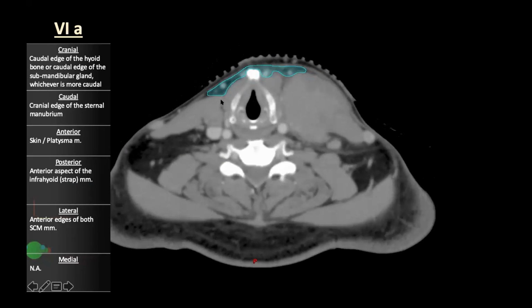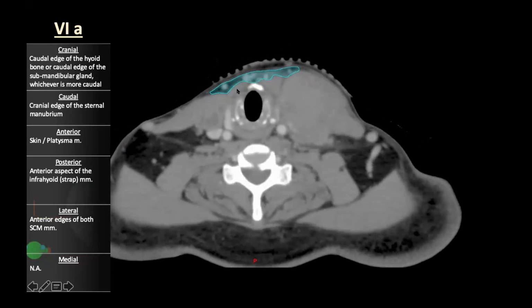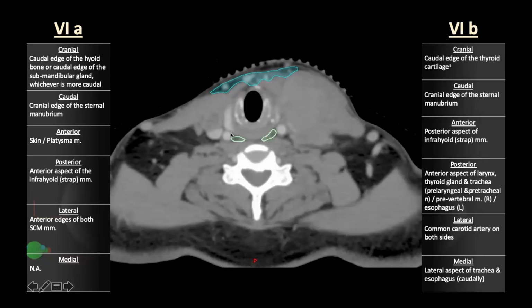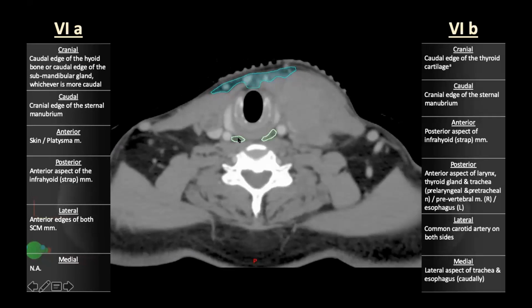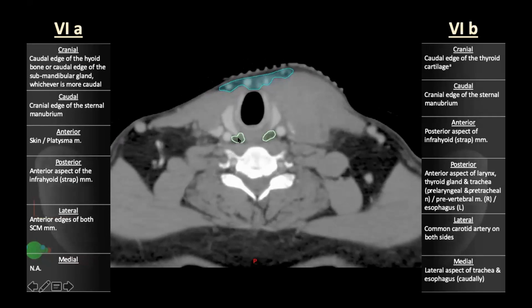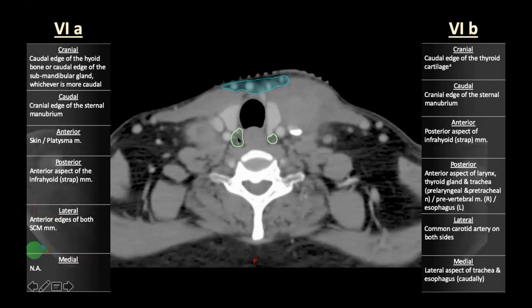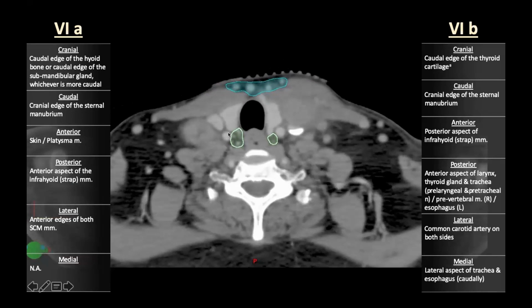Your level 6B only starts when you stop seeing the thyroid cartilage. So here your level 6B starts. It's nothing but medial to the carotid artery. So again, this entire space, posteriorly by the vertebral muscles, medially by the viscera, anteriorly again by the viscera, and laterally by the carotid is your level 6B.